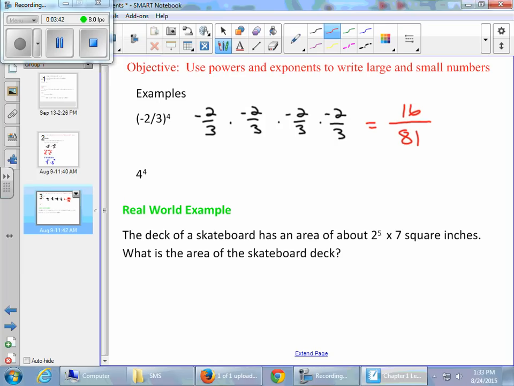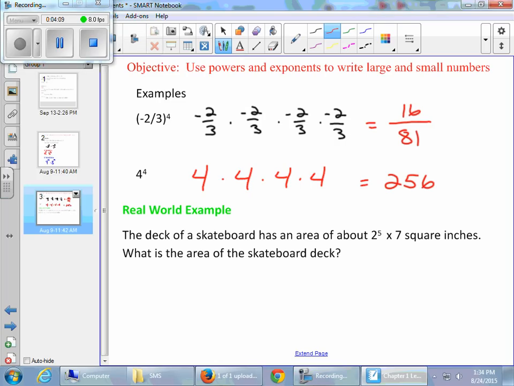And our last example, 4 to the fourth. All that does, the small number tells the big number how many times to multiply itself by. So 4 times 4 times 4 times 4. So we're just going to take 4 times 4 times 4 times 4, and that is going to give us 256.